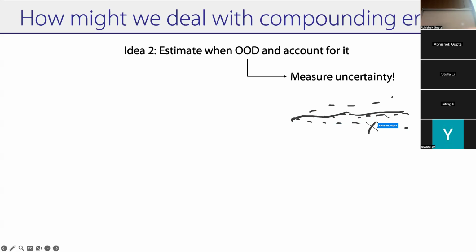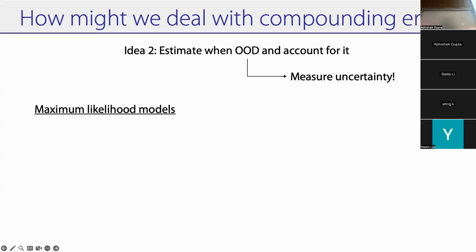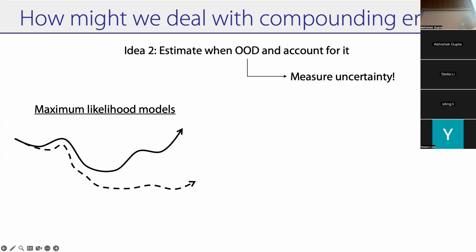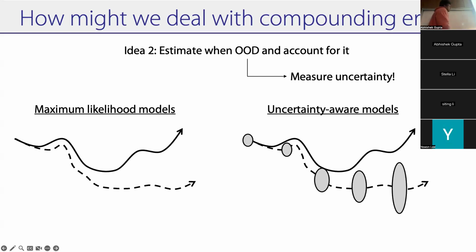If I can estimate that these are actually unrealistic futures, that I have high uncertainty on them, then I can plan under the things that I'm certain about and not plan under the things that I'm not certain about. And so the idea is that we can try measuring uncertainty to go from something like a maximum likelihood model to an uncertainty aware model.